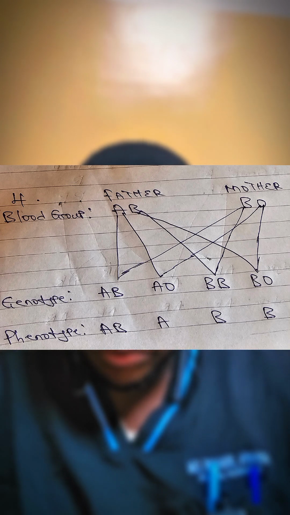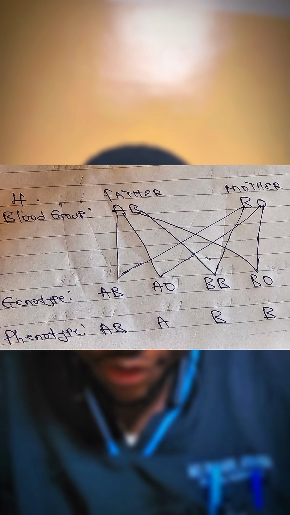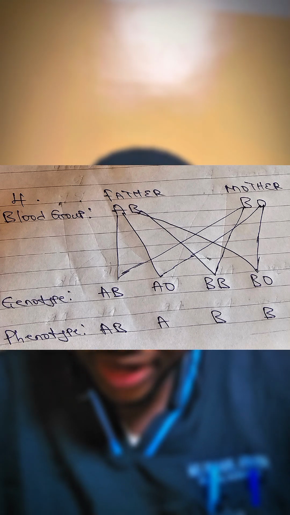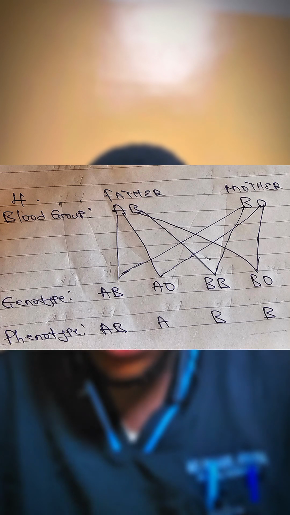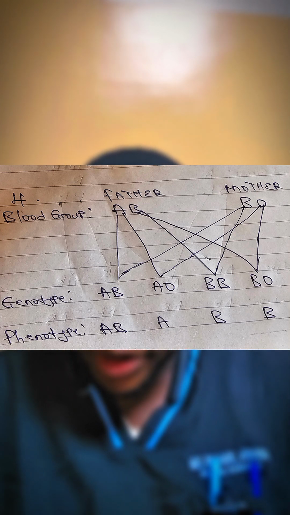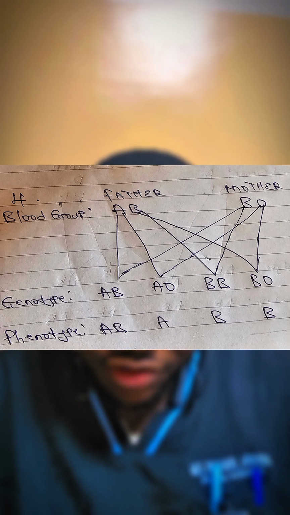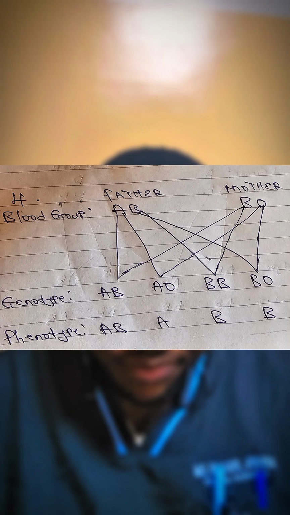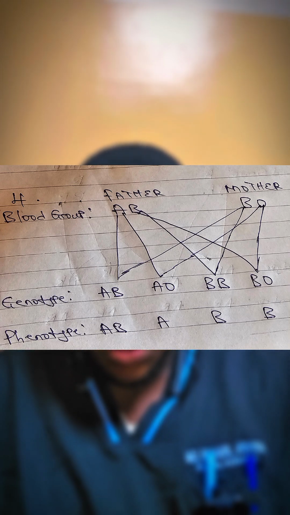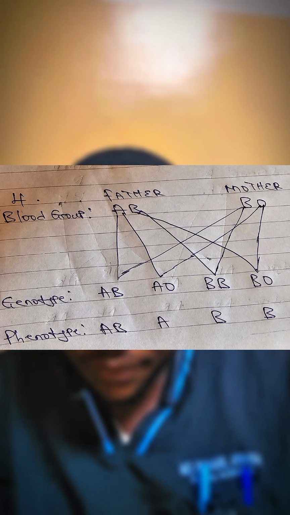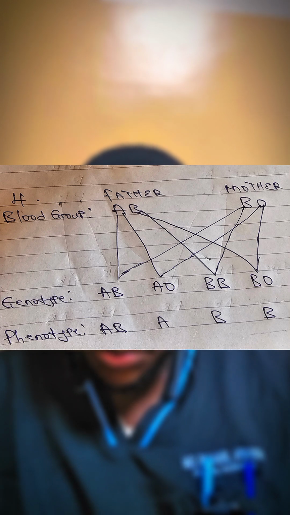So you see that if it actually crosses, this time the father is AB and the mother is heterozygous B. So if it crosses, let's look at the probability of children they can get. They have the probability of giving birth to a child who is blood group AB. They have the probability of giving birth to a child who is blood group A, and they also have the probability of giving birth to a child who is blood group B. But something very interesting happened there.